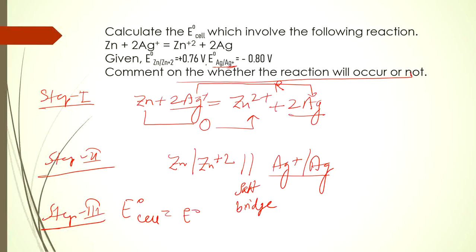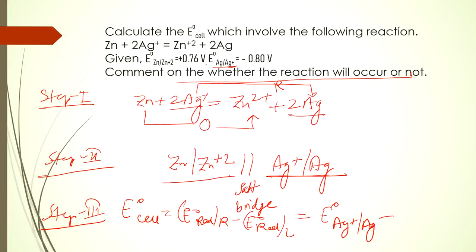So what is the E0 cell calculation? That is E0 reduction of right hand side minus E0 reduction of left hand side, right? In the right hand side it is Ag plus by Ag, which is basically the reduction term. So it would be E0 of Ag plus by Ag, and the left hand side is zinc by zinc 2 plus, but we should write it in terms of reduction potential. So we will write E0 of zinc 2 plus by zinc, not zinc by zinc 2 plus. I think it is clear now. So now we have to calculate this one.